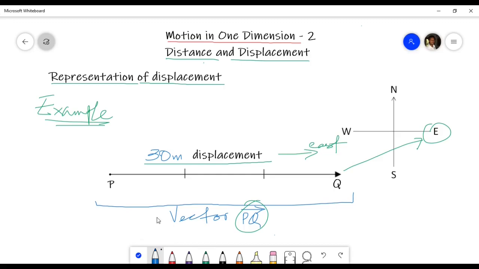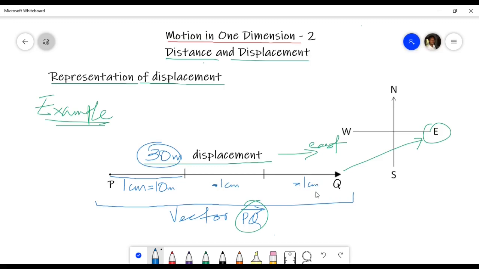And there is a scale where 1 centimeter here is equal to 10 meter. You will see that there are 3 divisions here equally divided, and each division is 1 centimeter, which is equal to 10 meters. Right? I hope you understand this.